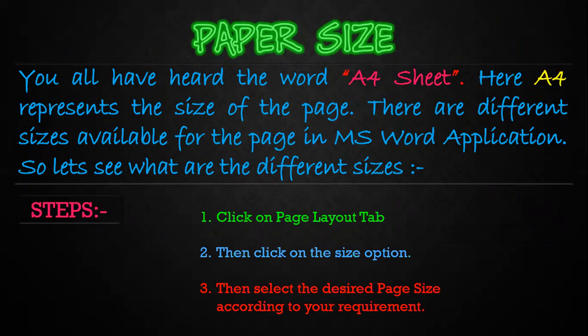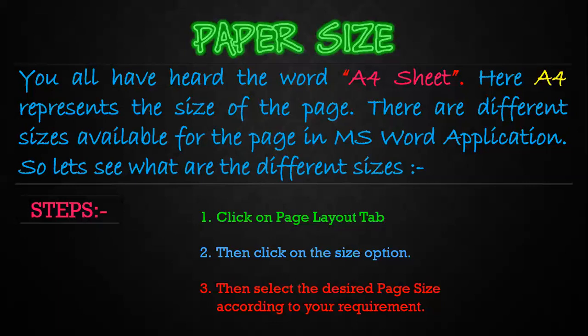Now, you all have heard the word A4, right? You have also seen the A4 size paper, right? Now that A4 or A3, A5, these are the different sizes available for the paper size. Papers are measured in the size of A4, A3, A5, letter size. So there are different sizes of the paper available, and the same in the MS Word application also. So we will learn how to change the paper size in MS Word and what are the different sizes available.